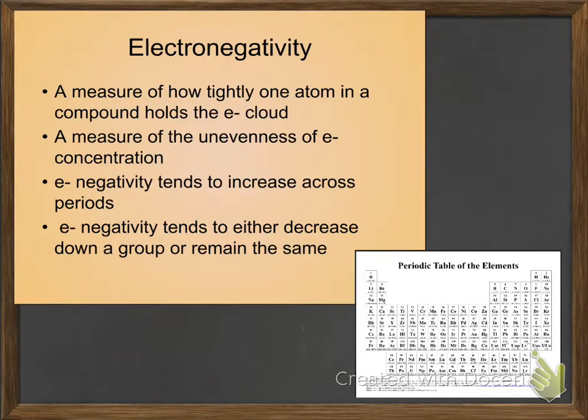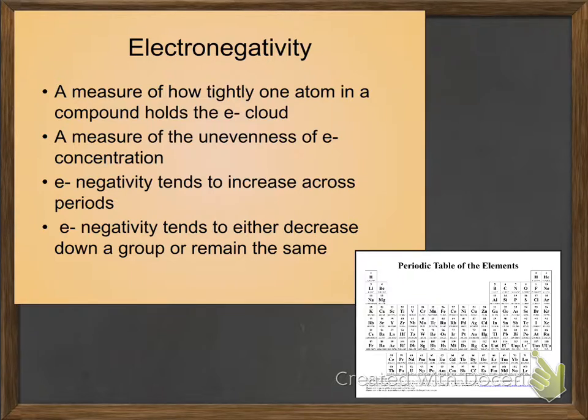What we know is that not everybody shares equally. Electronegativity is a measure of how tightly one atom in a compound can hold on to the electron cloud. It's really a measure of the unevenness of the electron concentration. It's a measure of who's the blanket hog, metaphorically speaking. Electronegativity tends to increase across periods and tends to either decrease down a group or remain the same.